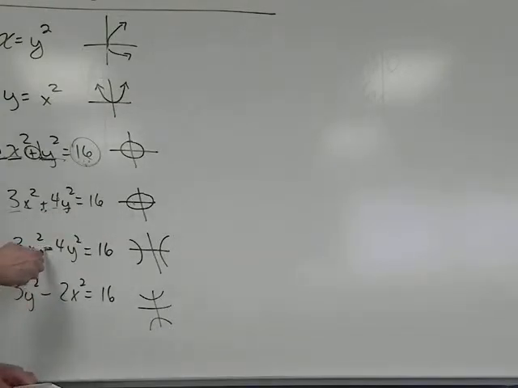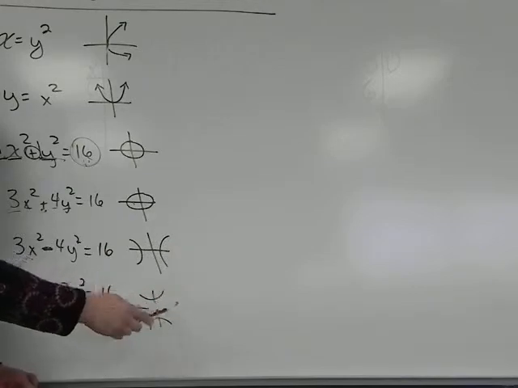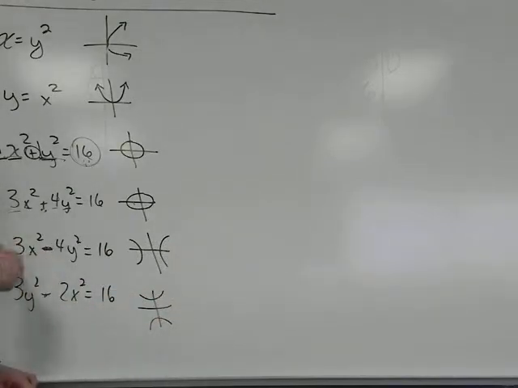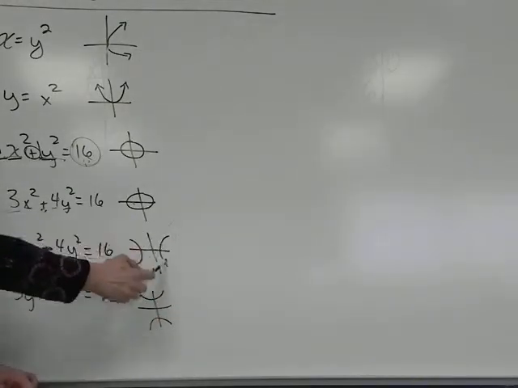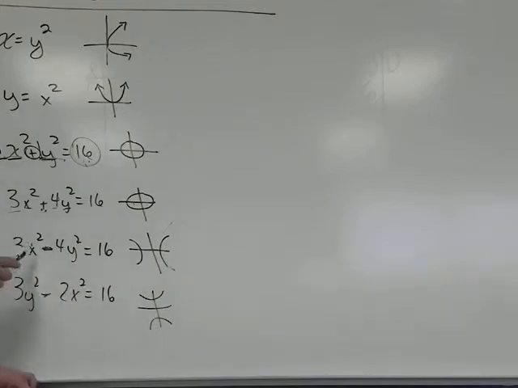If there's a minus between the square terms, x squared minus y squared, then it is a hyperbola. The curves go away from one another. X squared is positive and y squared is negative, which makes the curves open left and right on the x-axis. X squared minus y squared is a sideways or x-axis hyperbola.